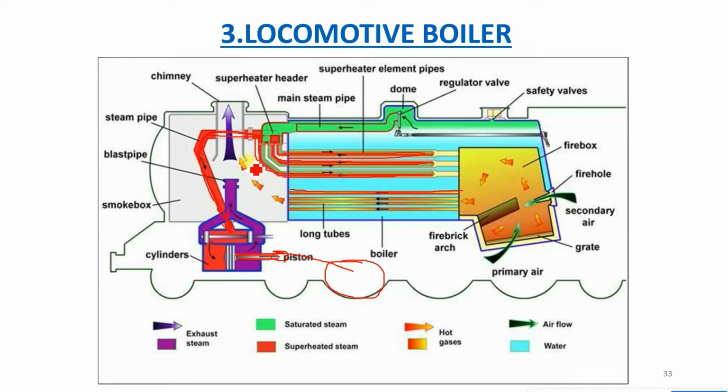It consists of a chimney. Can you tell me why the height of the chimney in a locomotive is very short? Why can it not be longer as in a power plant? Can anybody tell me? Sometimes there are tunnels also present on the route.